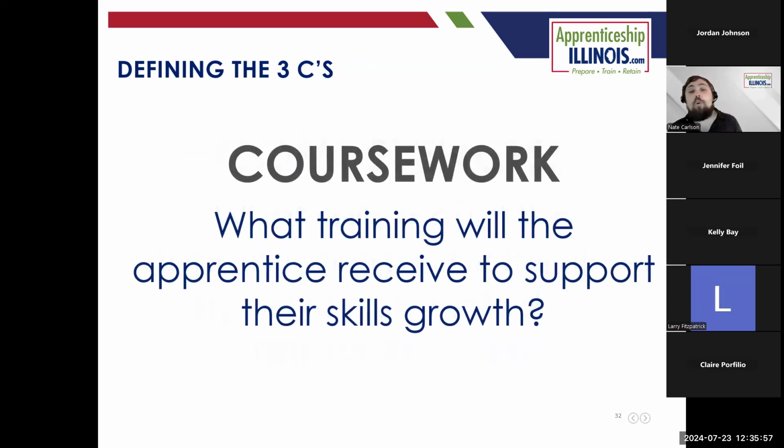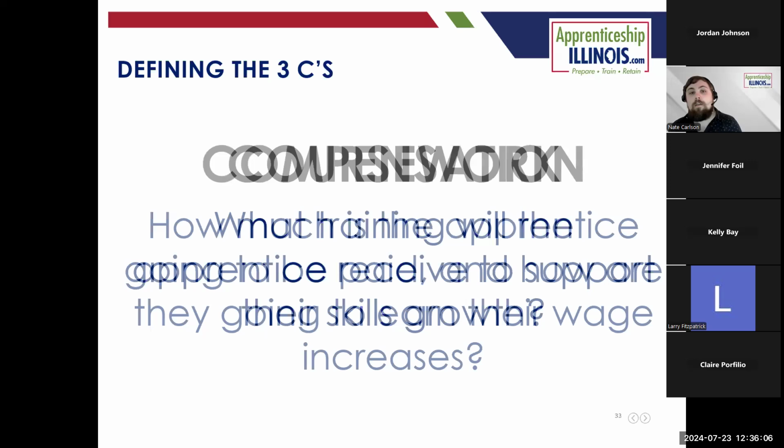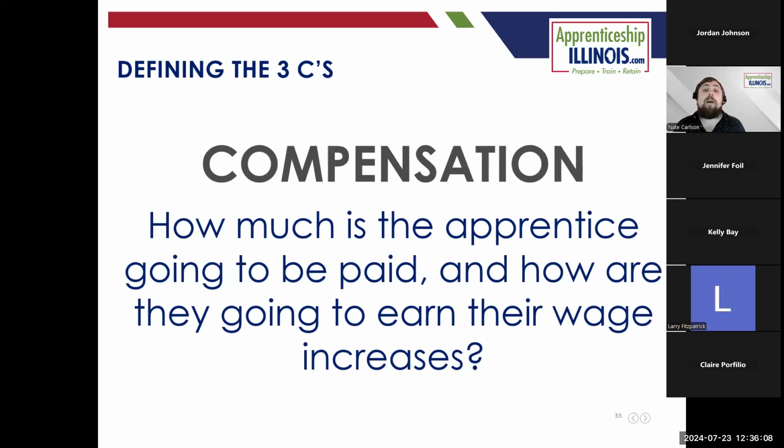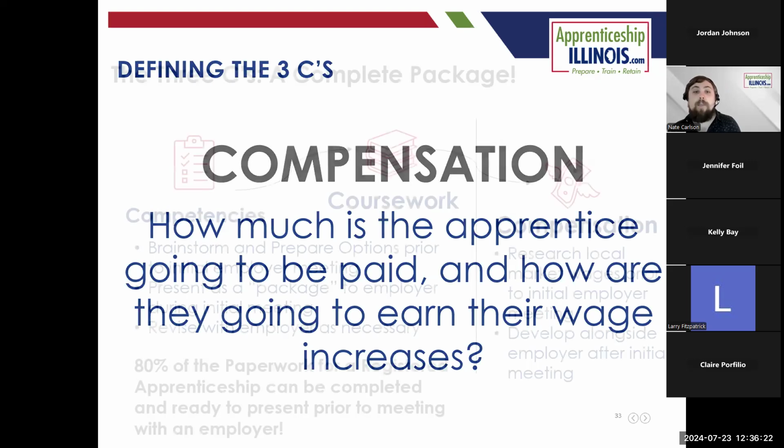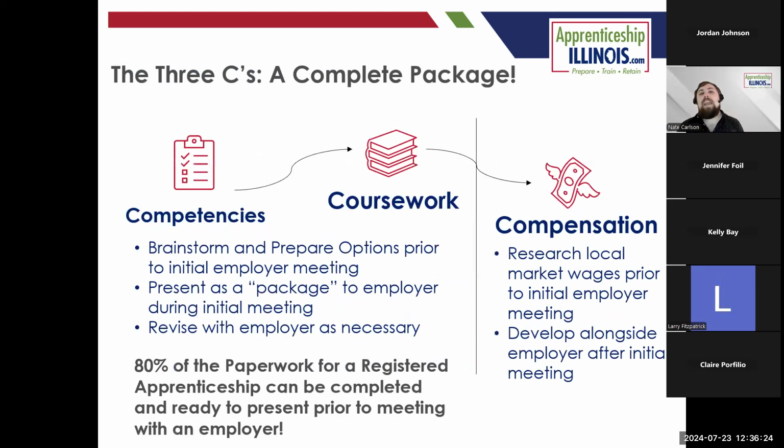The second C is coursework. We talked about that supplemental instruction. What training will the apprentice receive to support their skills growth? And lastly, compensation. How much is the apprentice going to be paid, and how are they going to earn their wage increases? How many increments are there going to be? What is the threshold of competencies they have to meet to earn those increases? And so with those 3 pieces of information, we have about 80% of what we need to register a program.